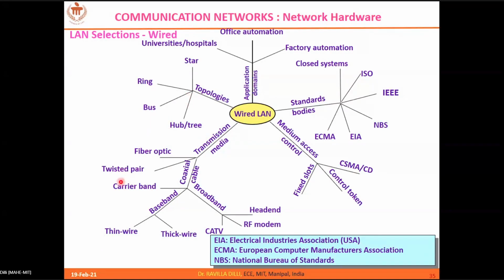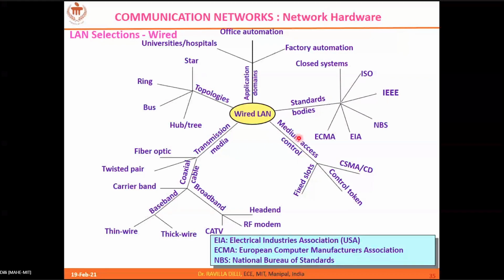Then what is the medium that you have to connect the devices, whether it is optical fiber cable, twisted pair cable, or coaxial cable. Again, it is baseband or broadband or carrier band. Accordingly you should decide the kind of medium. I am talking with respect to wired LAN, so obviously the kind of cables you should mind.